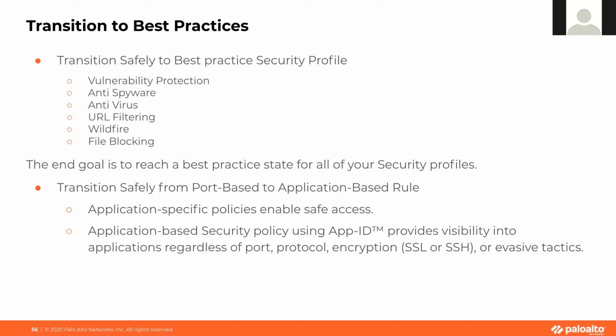So transition safely to the best practice of security profiles. The end goal is to reach the best practice state for all your security profiles. However, you need to ensure the availability of your business critical applications. It may not be feasible to implement a full best practice security profile configuration from the start. In most cases, you can safely block some signatures, file types, or protocols while alerting on the others until you gain information and confidence to finish the safe transition to best practice security profiles without affecting availability.